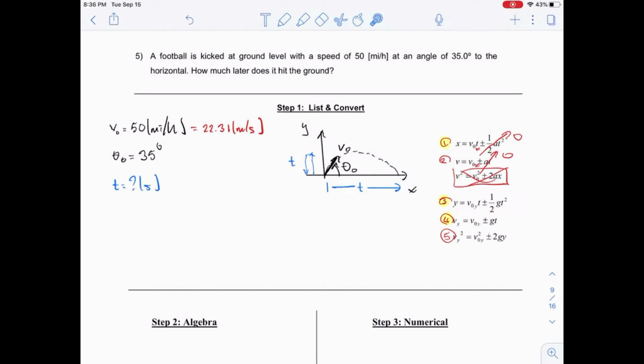Can you use number 1? You don't know the distance either, so that's unknown. So this is no. How about this one? Can we use this one? This looks very promising. Except, do you know the total distance along the y direction when it goes up and down? Guys, notice that it starts from here and ends at the same point. So what is the final height at the end of the motion? It's going to be 0, so you already know this.